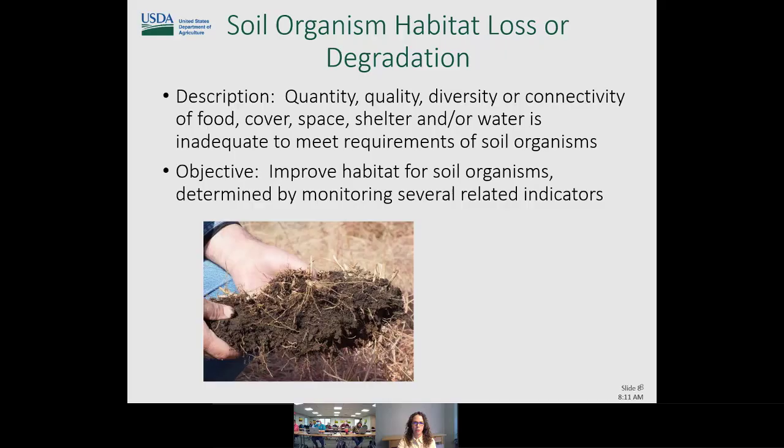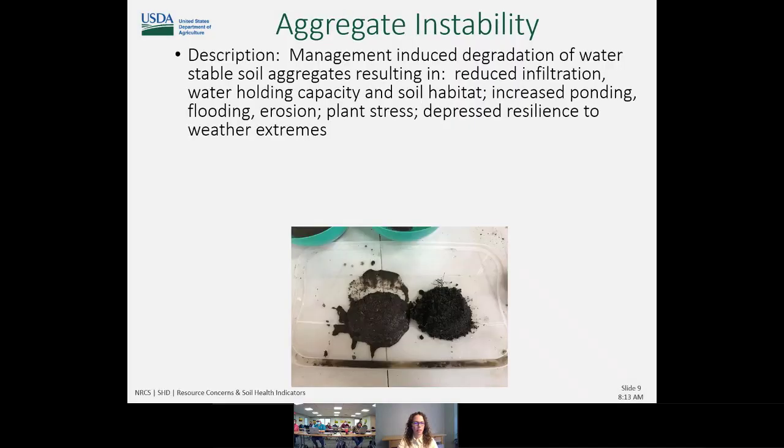This resource concern is actually new. It was added in 2019. Aggregate instability is another new soil health identified resource concern, and it was also added in 2019. This is the management-induced degradation of water-stable soil aggregates that results in reduced infiltration, reduced water holding capacity in soil habitat. It can cause increased ponding, flooding, erosion, and can lead to plant stress and depressed resilience to weather extremes.